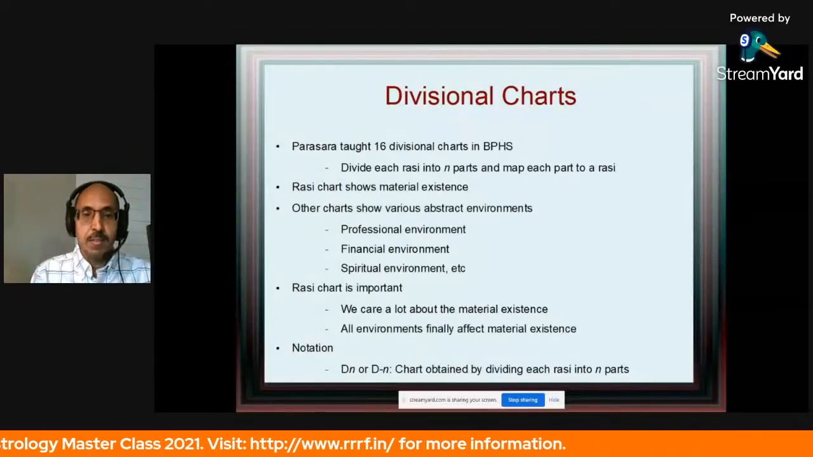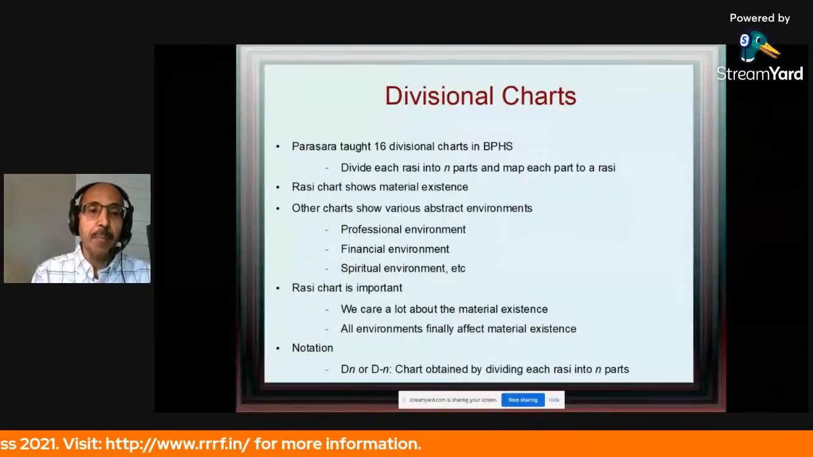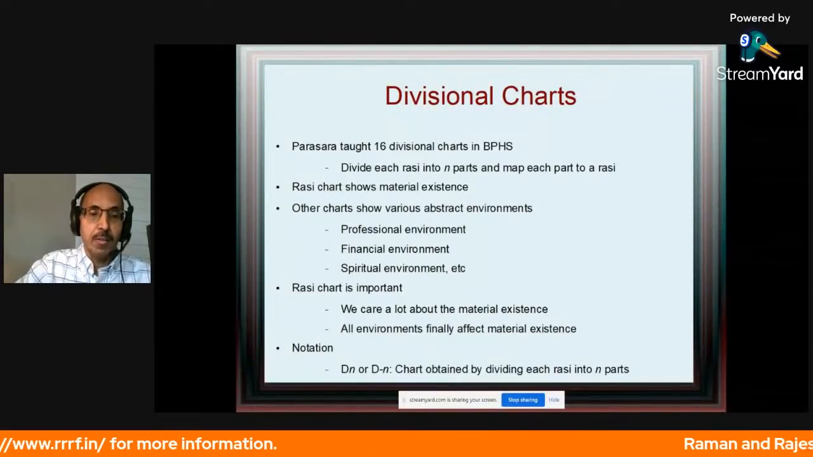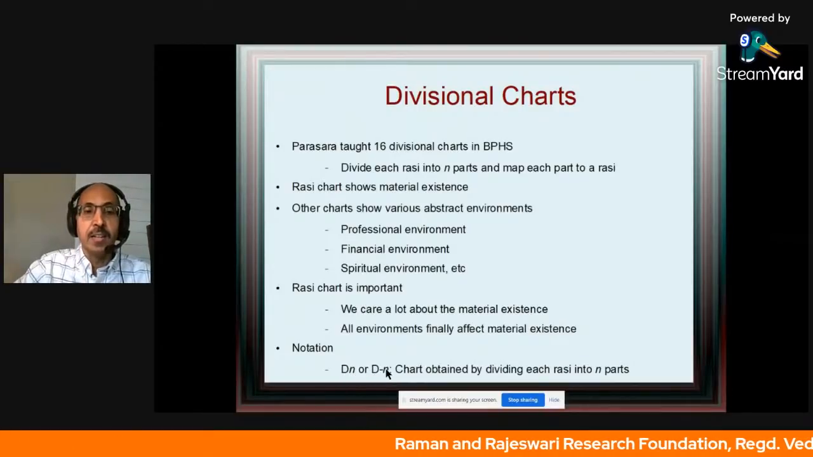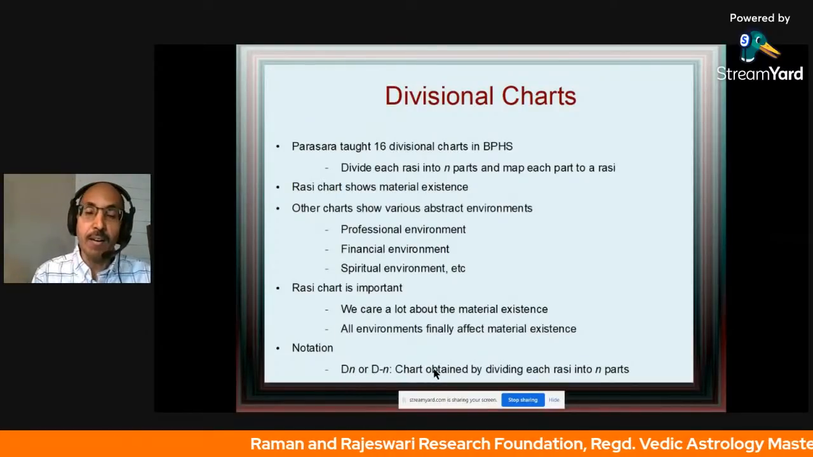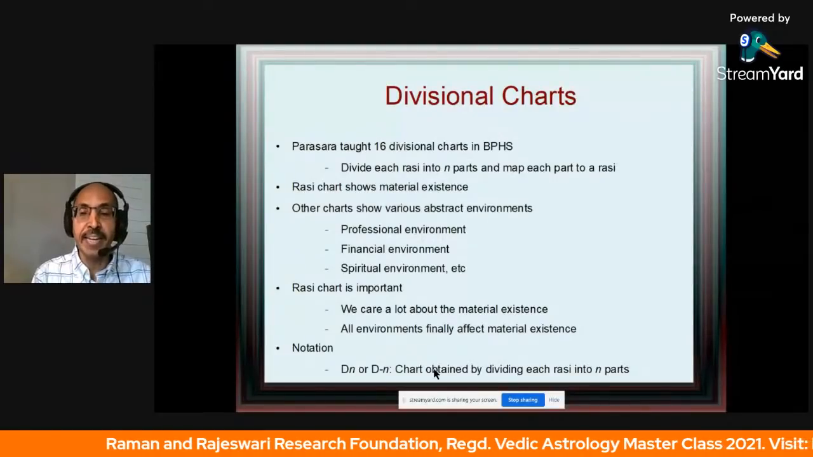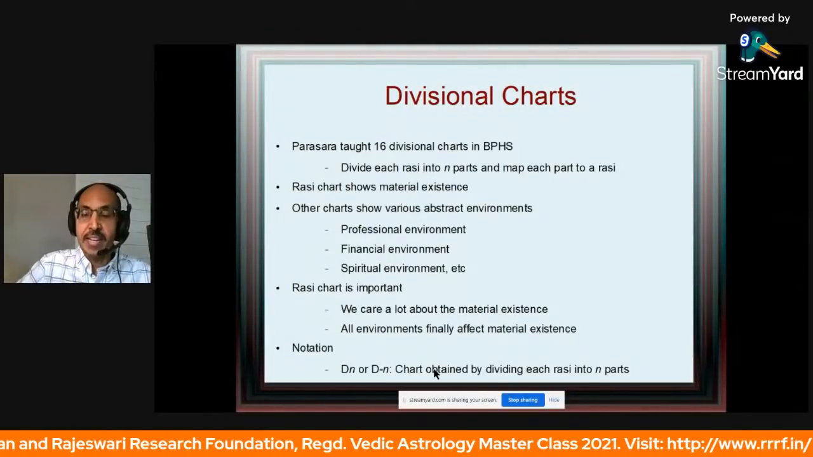By the way, for the rest of this talk, I will be using a notation. I will use the expression either dn or d-n to indicate the divisional chart that is obtained by dividing each Rashi into n equal parts.